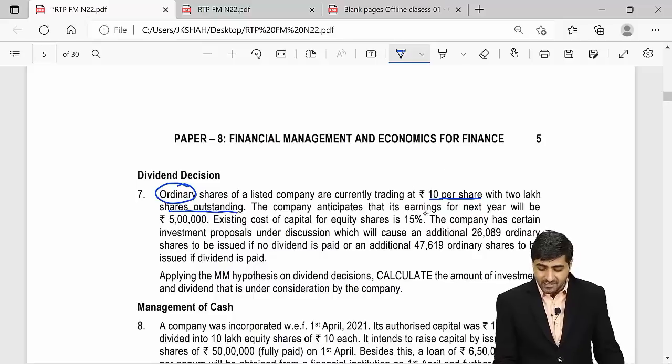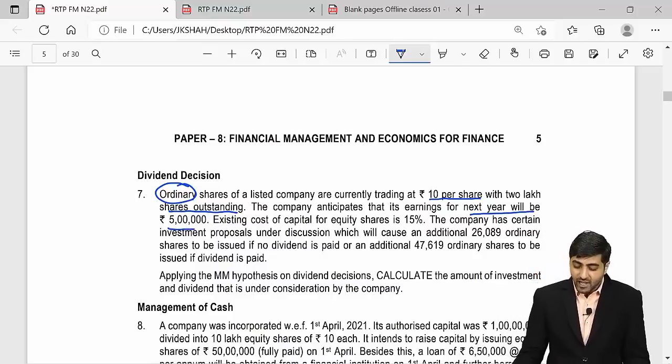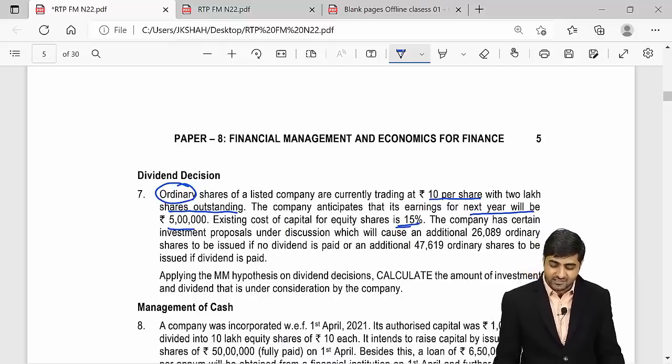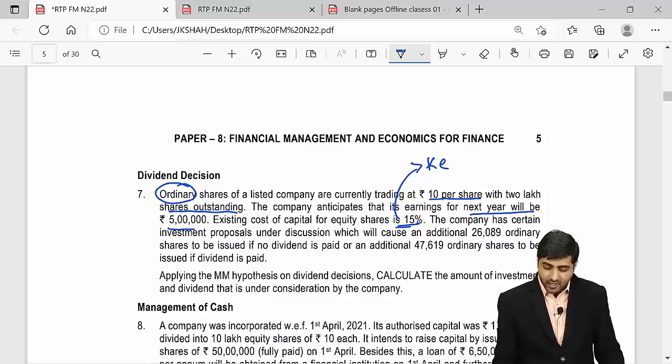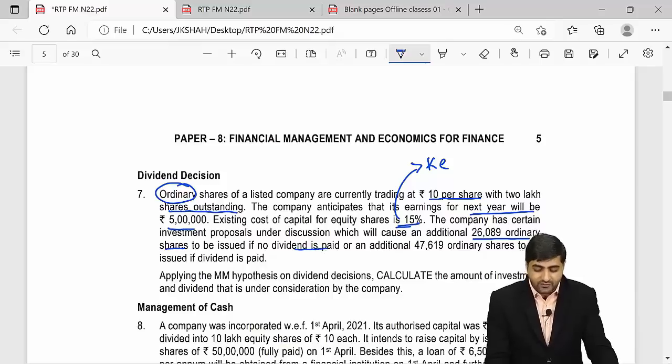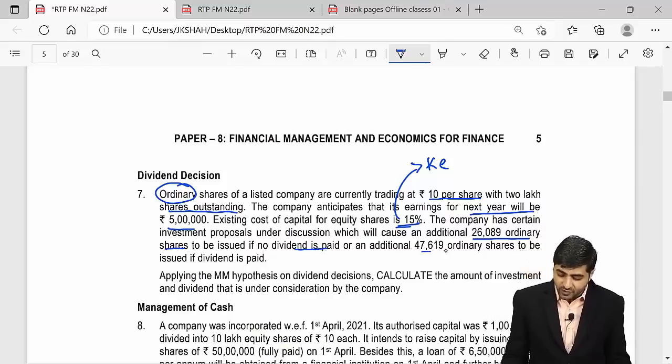And the company anticipates that its earnings for next year will be rupees 5 lakhs, and the existing cost of capital for equity shares is 15%, so that's nothing but your KE. The company has certain investment proposals under discussion which will cause an additional 26,089 shares to be issued if no dividend is paid, or additional 47,619 ordinary shares to be issued if the dividend is paid.